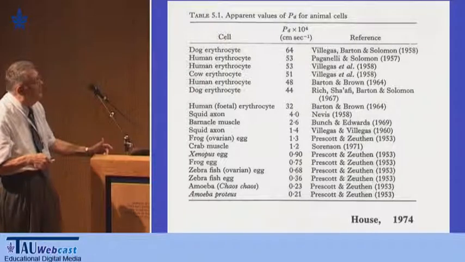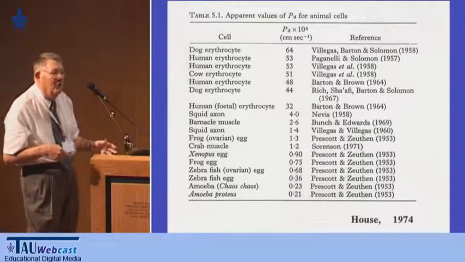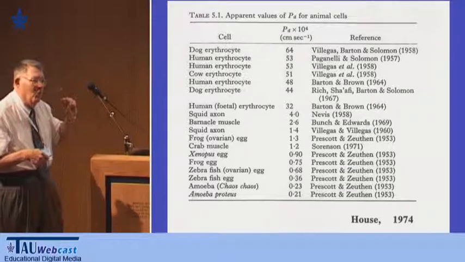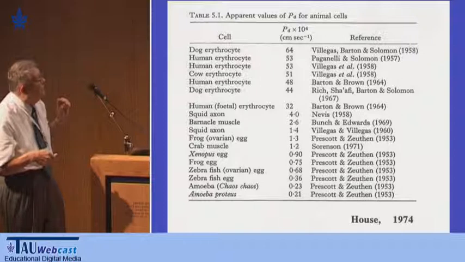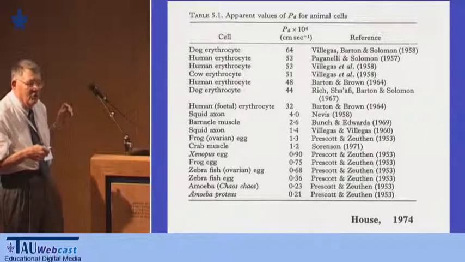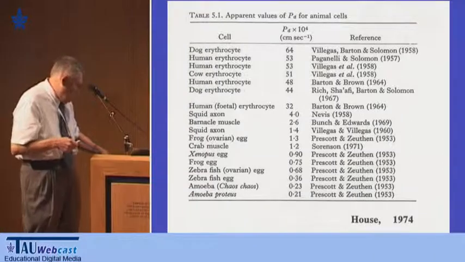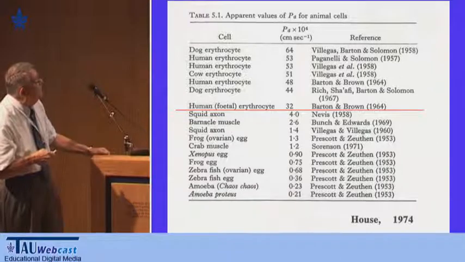In fact, the earliest experiments by Erik Zeuthen in Copenhagen started only a couple of years after the end of the Second World War. Very elegant experiments with heavy water and a tiny Cartesian diver to measure equilibrium exchange of water. And they used the term diffusional permeability coefficient because they assumed that it was simple diffusion across the cell membrane. And here's a list that House made of these results, and what you might notice is that erythrocytes are all up here at the top.